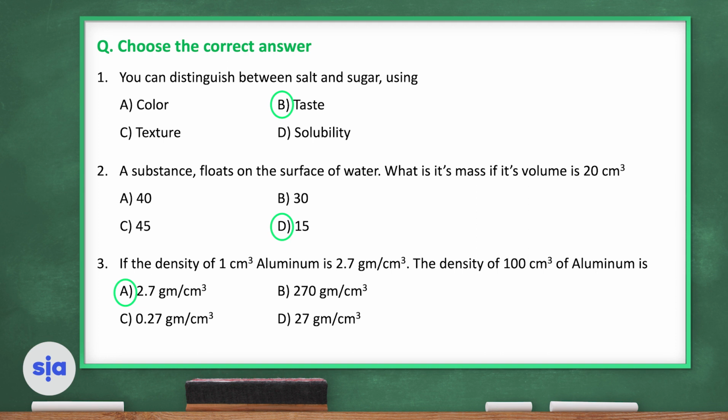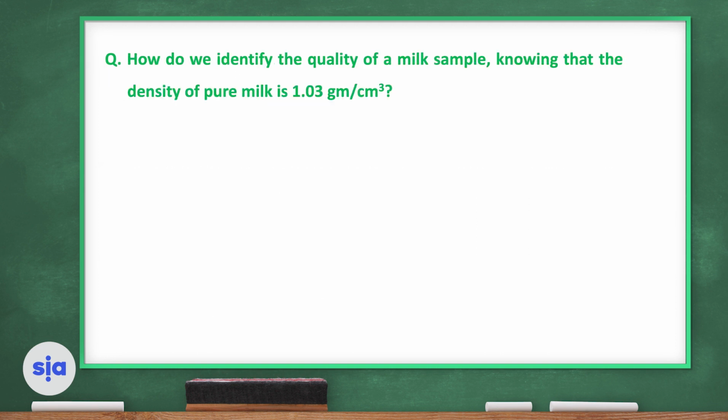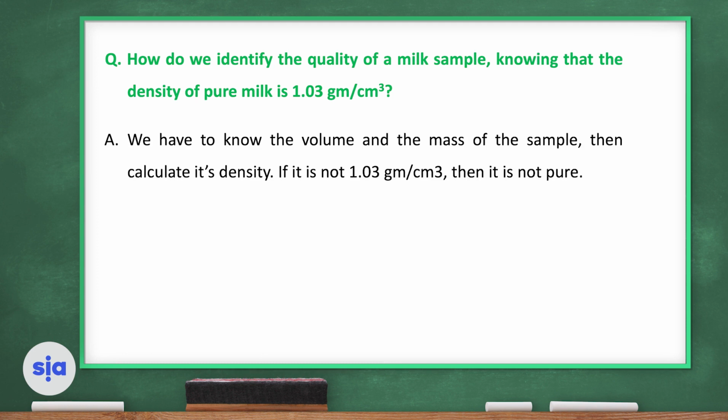How can you identify the quality of a milk sample knowing that the density of pure milk is 1.03 gram per cubic centimeter? You can do this by knowing the volume and the mass of the sample. If you know the volume and the mass of the sample you have, then you can calculate its density. If it is 1.03, similar to the density of pure milk, then it is pure. And if it is not 1.03, then it is not pure.